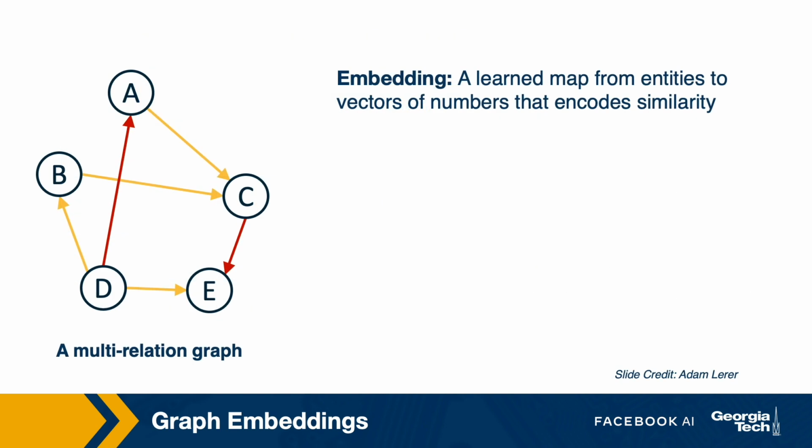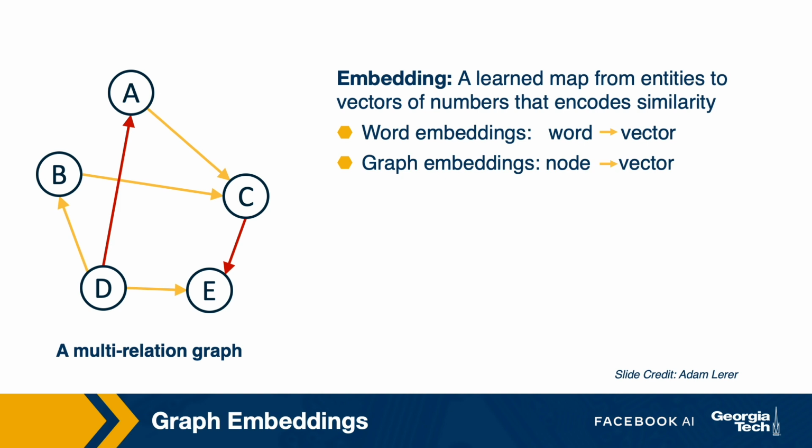So what is graph embedding? Here we define embeddings as a map from entities to vectors of numbers that encode similarity. A mapping is just an algorithm that converts entities with relations to vectors or features that encode similarities. For word embeddings, you learn features such that the features of a word are similar to the features of the words surrounding it. For graph embeddings, you learn features such that connected nodes are more similar than unconnected nodes, and you learn these embeddings by optimizing this objective with stochastic gradient descent.